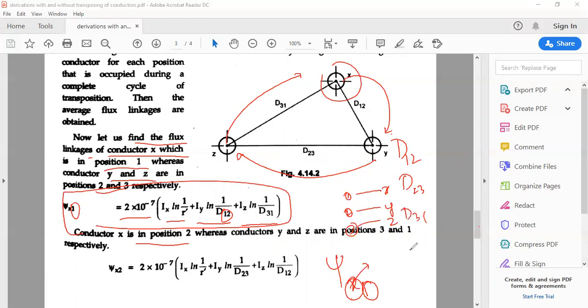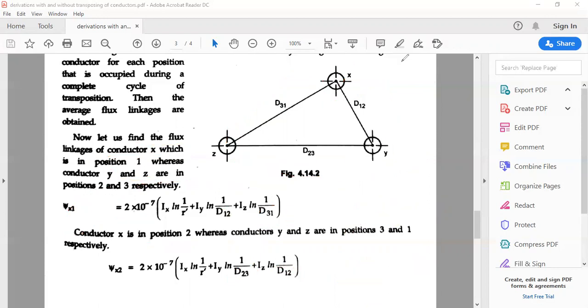So next, if I want to write d12, these are the things present, d12 and d31. Next, I can interchange it and have the other one, where you can write next 2, next 3. That's how the cyclic symmetry concept is applied here, with d23 and d12 present there.